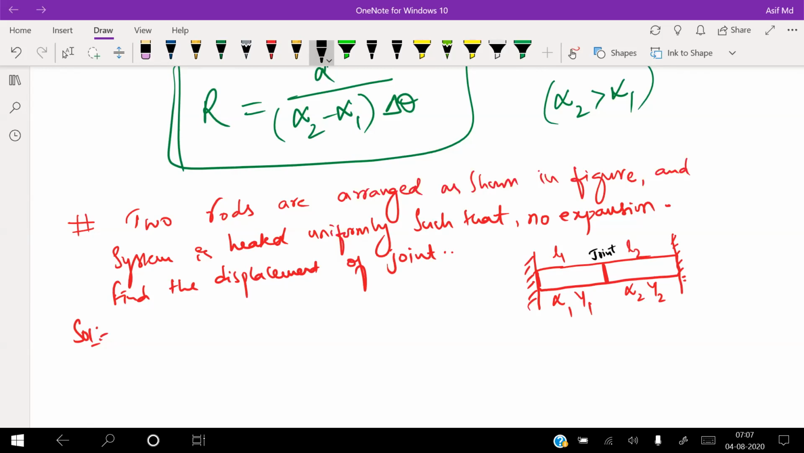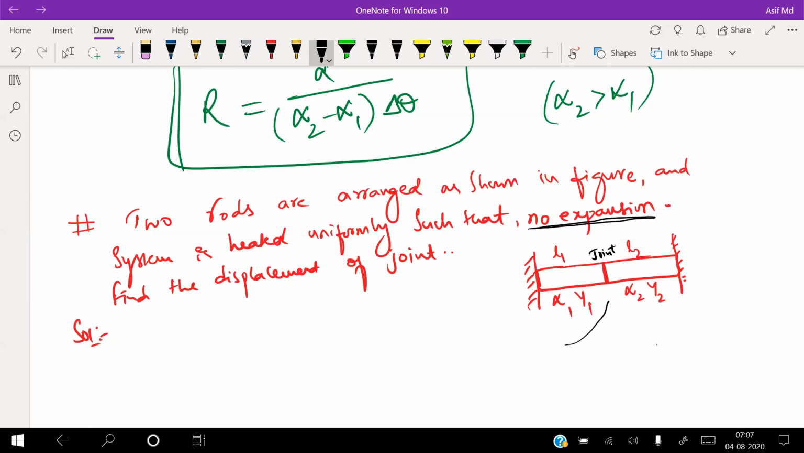Okay, now read the question. What are y1 and y2? Young's modulus. Alpha 1, alpha 2 are the coefficients of linear expansion. So we have two rods arranged as shown in figure, and the system has been heated uniformly such that there is no expansion. Find the displacement of the joint, he is asking. What do you mean by no expansion?